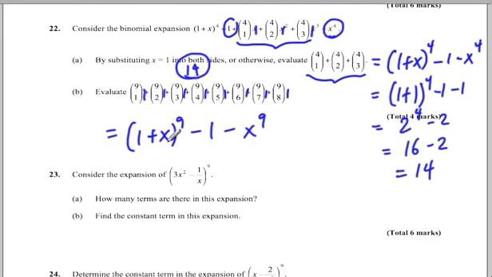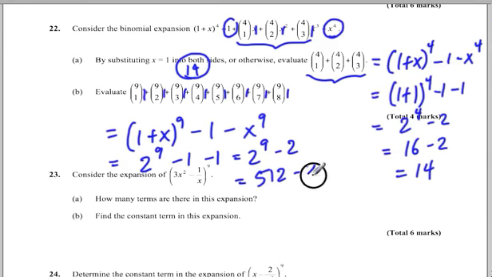Now if we substitute x equals 1, this will be 2 to the power of 9 minus 1 minus 1, so it's 2 to the power of 9 minus 2. I actually don't know what 2 to the power of 9 is, so let me just figure that out. So 2 to the power of 9 is 512. That's 512 minus 2, and that's equal to 510. So basically, the point of A is to sort of give you a hint of how to do B. And if you can see the same form, then you can do B. So this is equal to 510.